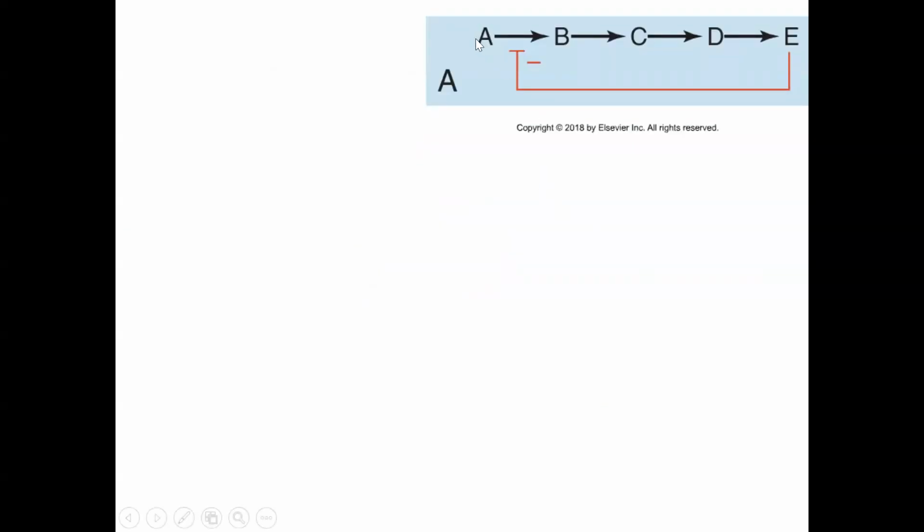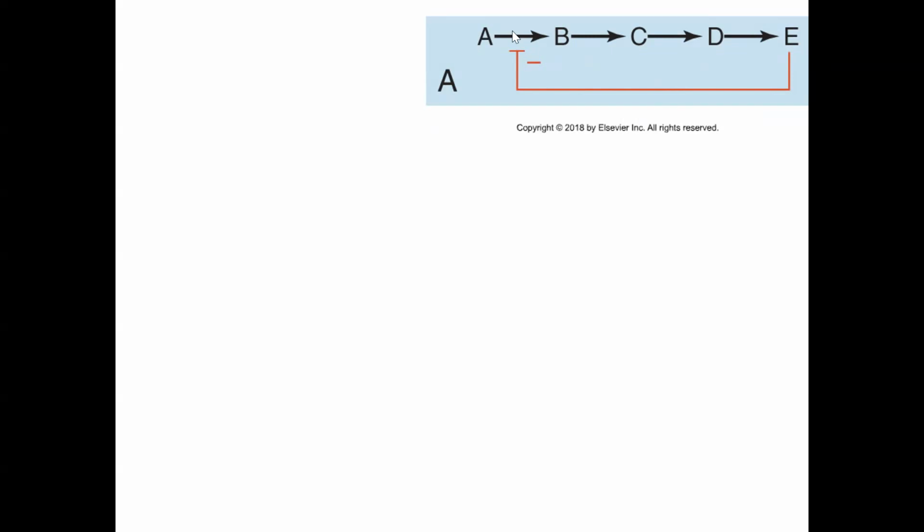So this is an example of a metabolic pathway. We have a series of reactions. We start with the substrate A and we end up with the product E. If inside the cell E starts to accumulate, then E itself can switch off this pathway by inhibiting the enzyme of the first step. This is a typical control mechanism inside the cell.